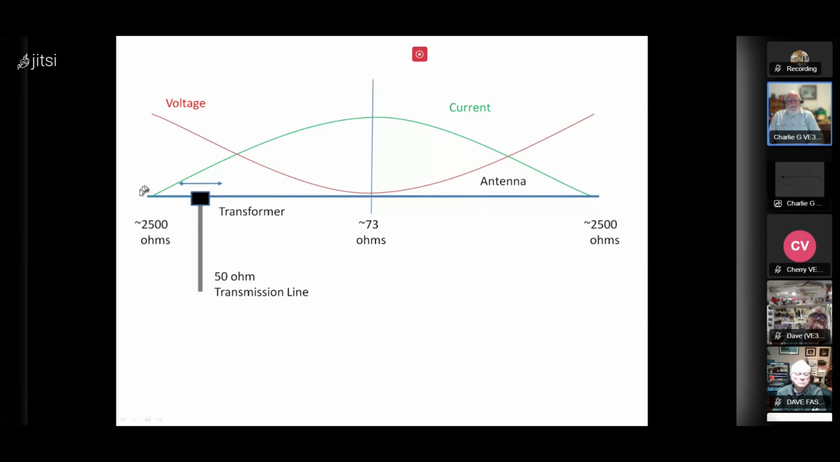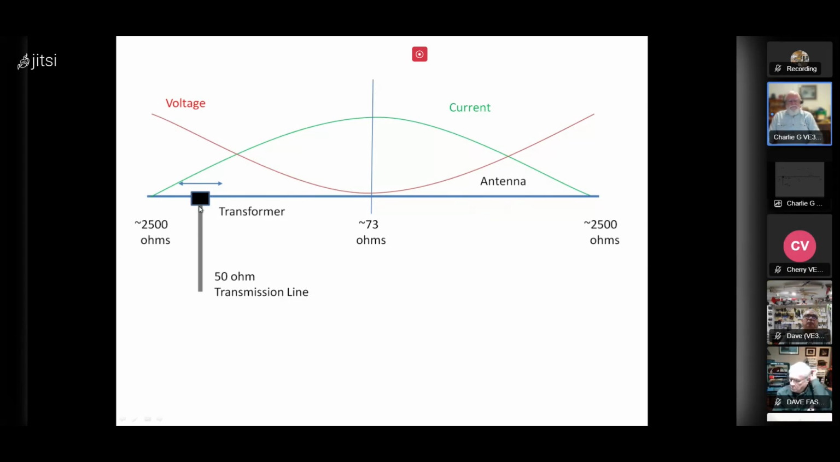If I get out to these ends, I'm about 2,500 or 3,000 ohms at the ends of it, depending on how high I am above ground and so on. And as I slide my feed point along here, somewhere between 3,000 ohms and 73 ohms, depending on where that feed point is, that impedance will drop. So clearly, my feed point isn't actually at the end of the antenna, even though I'm connected at the end of the wire.